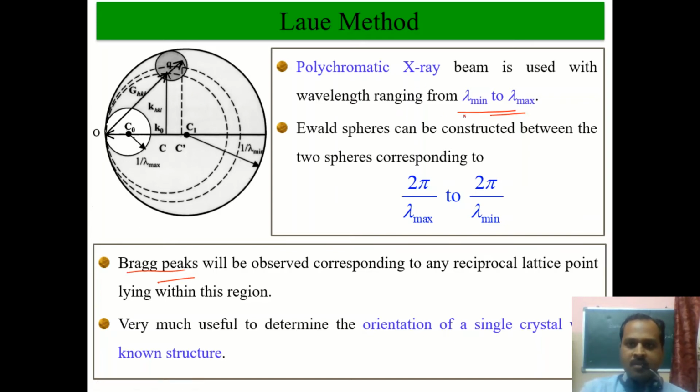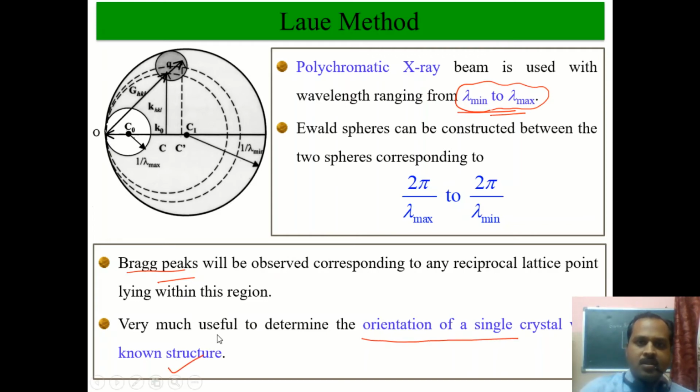If the window is very large, then we will observe so many Bragg diffraction peaks, and if it is very small, then we may miss some of the important diffraction peaks. So you have to choose this window of the wavelength very carefully, so that we can scan through the optimal range in order to observe the required number of Bragg peaks. And this method is mostly useful to determine the orientation of a single crystal with a known structure.